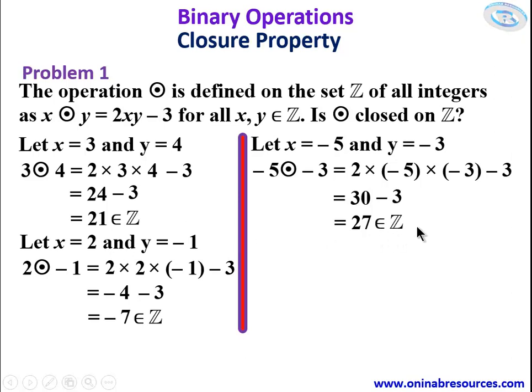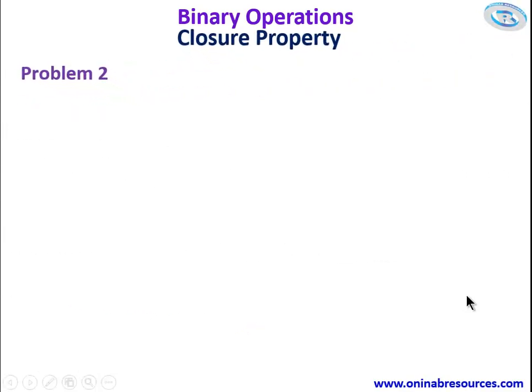So we have shown now that Z is closed on the given operation. So we now conclude: therefore, the operation is closed on Z. That's all. Then we go to problem 2.